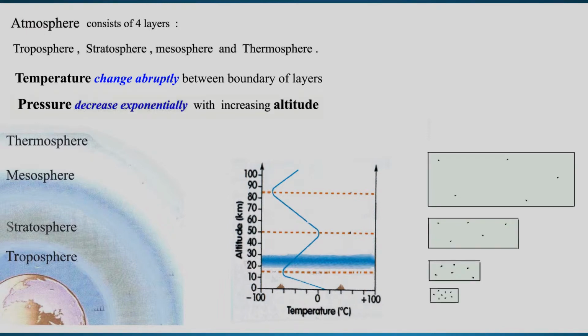Pressure. The pressure will decrease exponentially with increasing altitude. It means the higher you go, the less dense the gas gets. And once you go higher, it's getting less dense and even less dense. And it is going to decrease sharply with altitude.